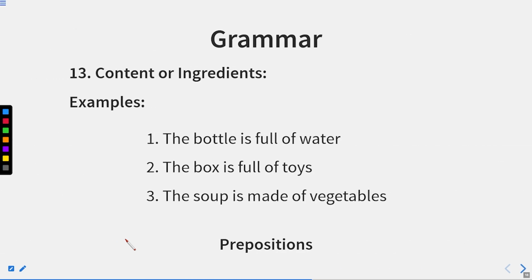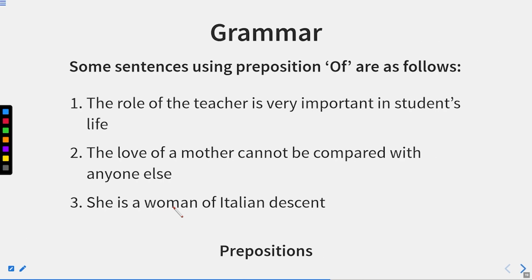Content or ingredients. The bottle is full of water. So it is full of water. The box is full of toys. The soup is made of vegetables. So this is how we can show the content or ingredients in a recipe with the help of preposition of. Now let us move to the next one.